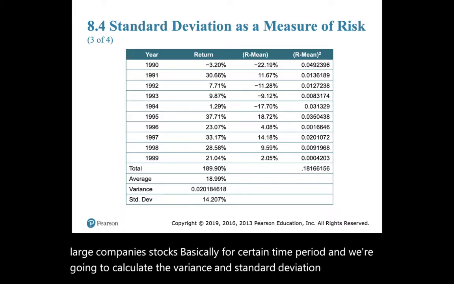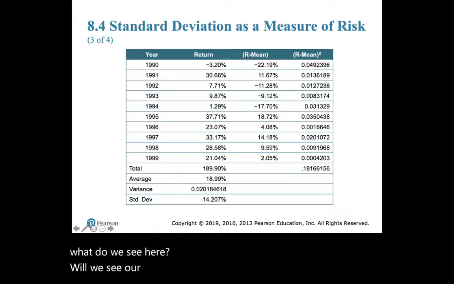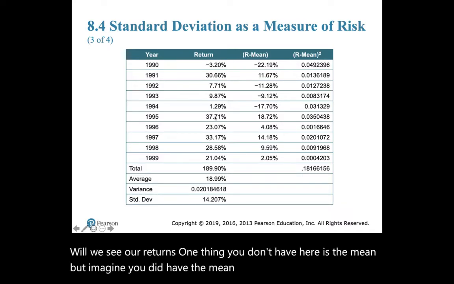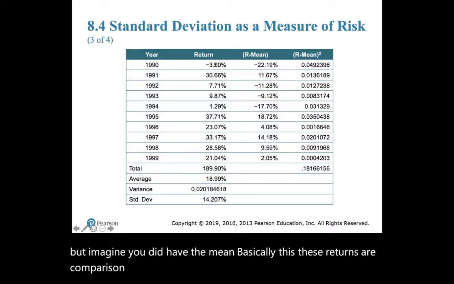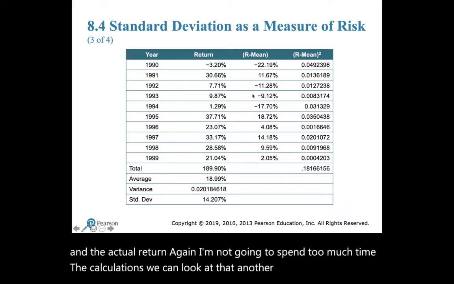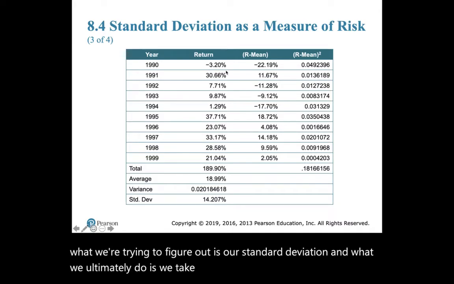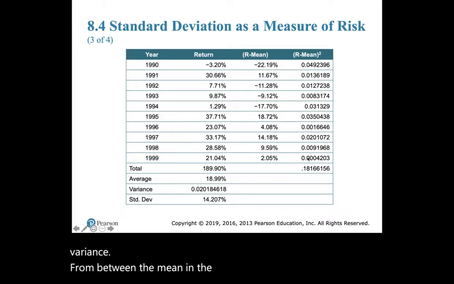So what do we see here? We see our returns. One thing you don't have here is the mean, but imagine you did have the mean. Basically, these returns are a comparison to the variance, or the difference between the mean and the actual return. Again, I'm not going to spend too much time on the calculations. We can look at that in other videos. But basically, what we're trying to figure out is our standard deviation. And what we ultimately do is take the difference between the mean and the return, add them all up, and get the sum.